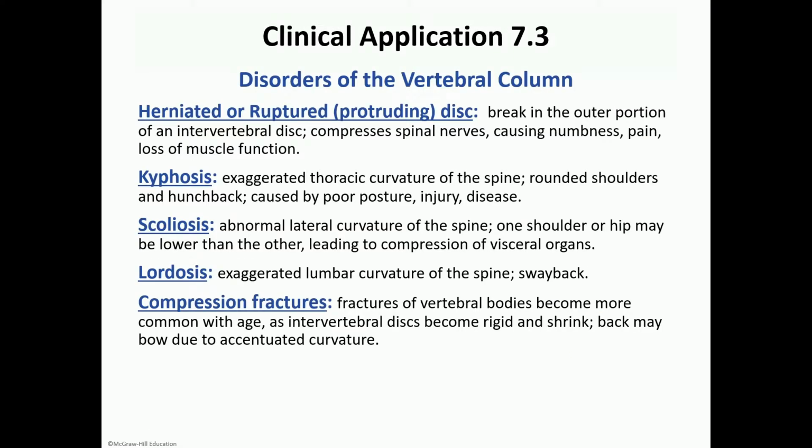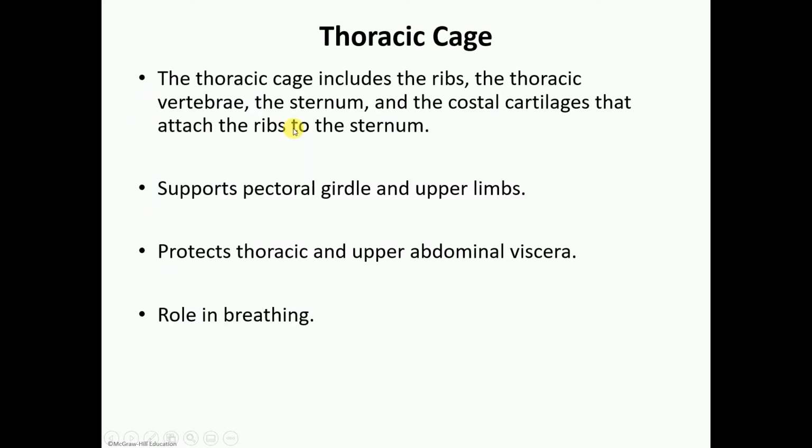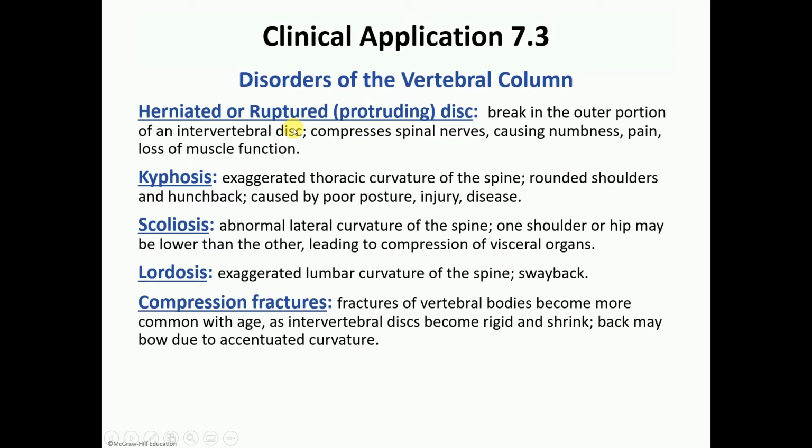Now, what are some disorders of the vertebral column? A very common one is a herniated or ruptured disc. In between the backbones, we have intervertebral discs. Sometimes these discs tend to bulge out and compress the nerves that are surrounding them. That can lead to pain and numbness and even loss of muscle function.